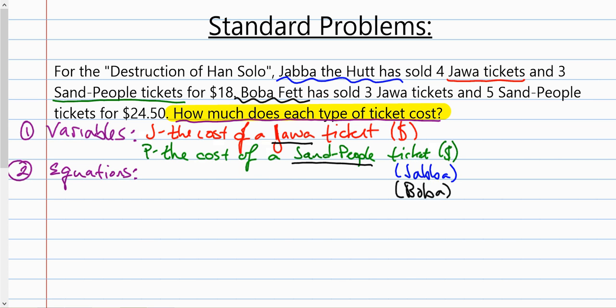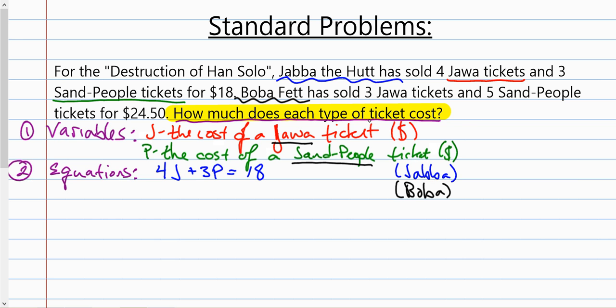So for my Jabba equation, he has sold 4 Jawa tickets and 3 SandPeople tickets for $18. And so I can use the variables that I've already created and say if he sells 4 times the price of a Jawa ticket plus 3 times the price of a SandPeople ticket, he brings in $18. So yes, this looks like 4 J tickets plus 3 P tickets equals $18, but if I'm not letting the J and the P represent the price of those tickets, there's no way I'm going to get out the $18.